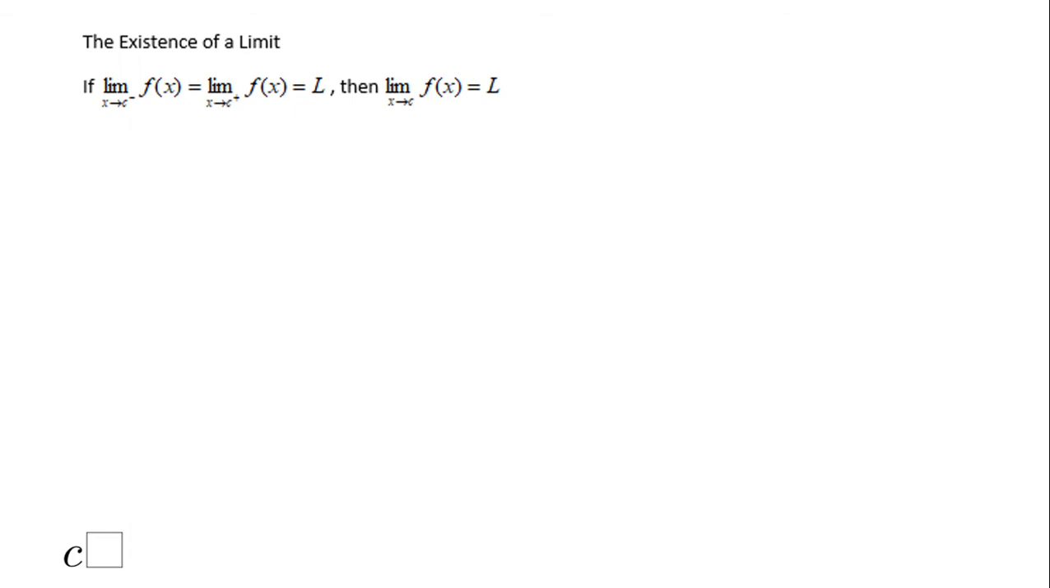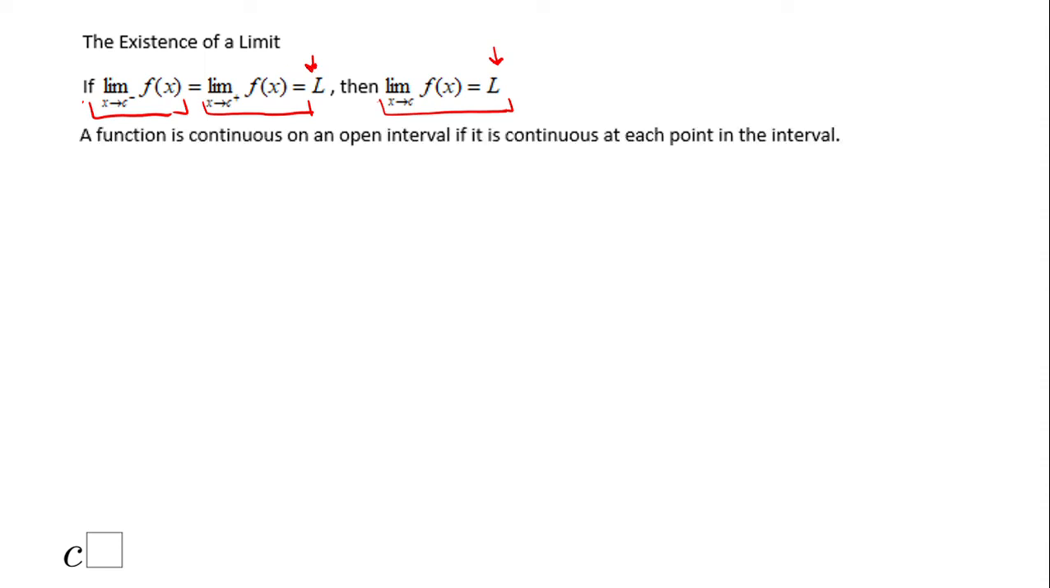I mentioned x approaching from the left side and the right side. This is the meaning of these two limits. This one says x approaches from the left side; you notice c minus. And this one says approaching from the right side. You notice if these two limits are the same, the limit does exist and is the same value as the one coming from the left or the right side.